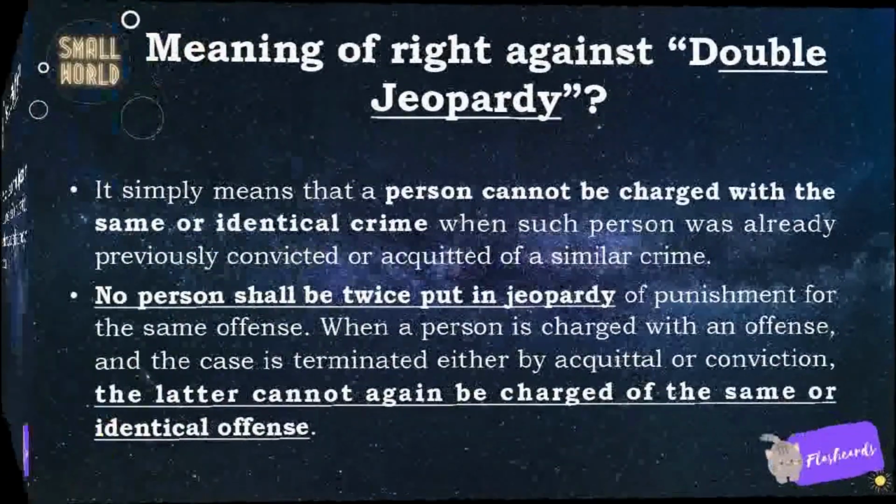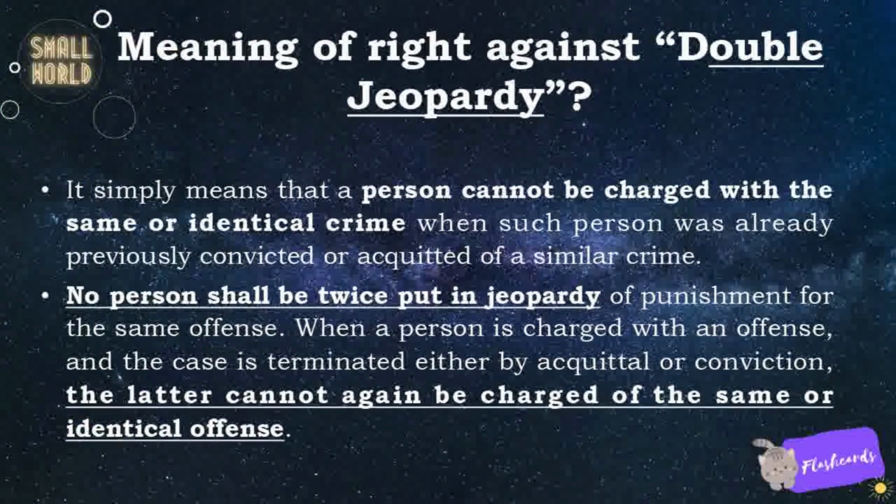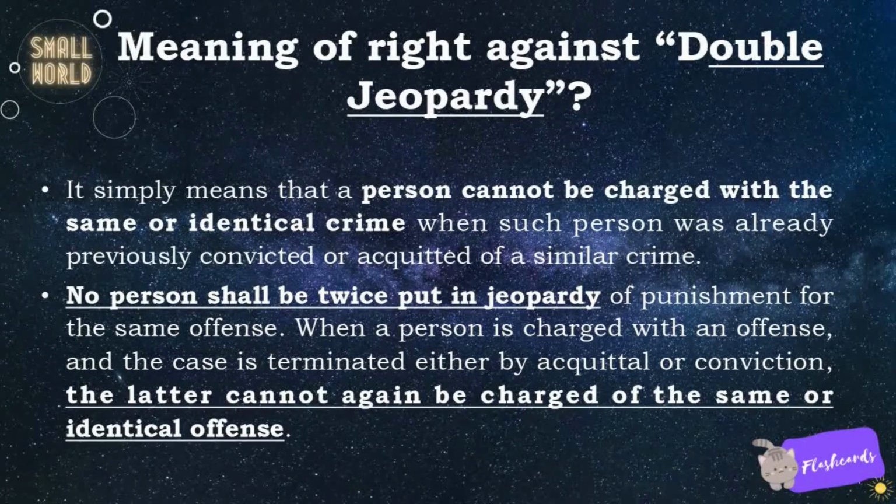Meaning of right against double jeopardy? It simply means that a person cannot be charged with the same or identical crime when such person was already previously convicted or acquitted of a similar crime. No person shall be twice put in jeopardy of punishment for the same offense. When a person is charged with an offense, and the case is terminated either by acquittal or conviction, the latter cannot again be charged of the same or identical offense.